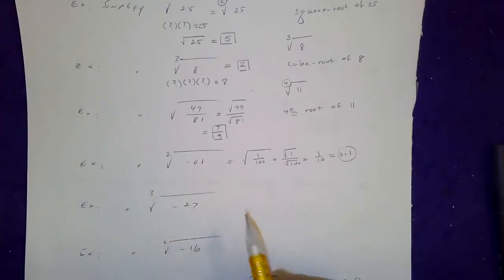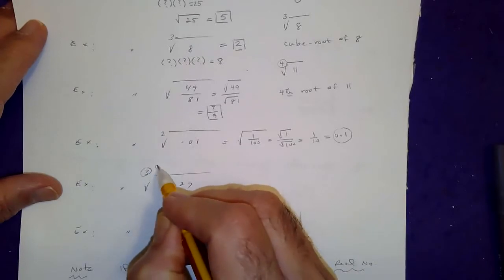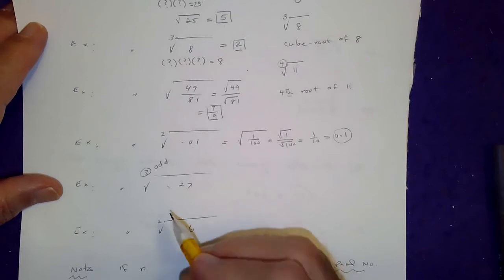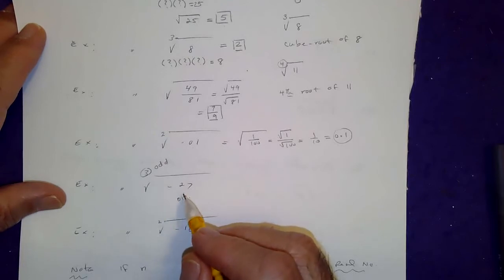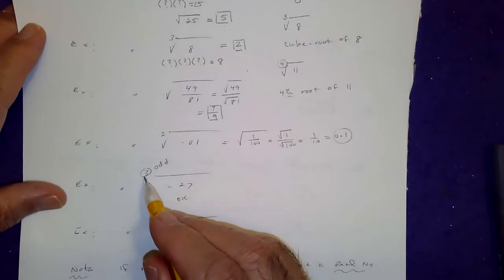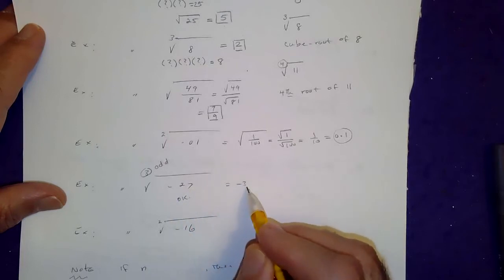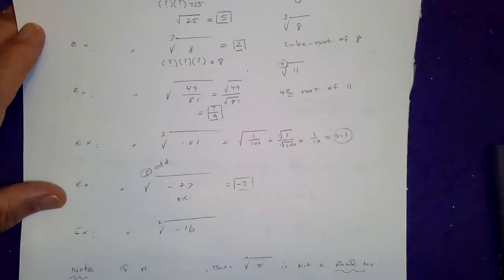Sometimes we have a negative under the radical. If the index is an odd number like 3, 5, 7, it's okay to have a negative under the radical. Why? Because this says give me a number which, multiplied by itself 3 times, gives negative 27. You and I both know the answer is negative 3.